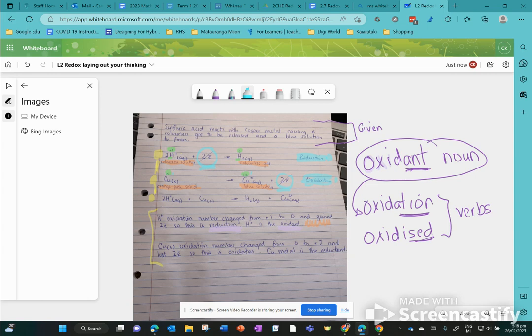So when I'm writing that the hydrogen ion is the oxidant, I know it's the oxidant because it caused the copper metal to be oxidized. So that's how I remember it. I also like to leave one or two gaps, lines in here between my two explanations in case I forgot something and I have to go back and write it in.